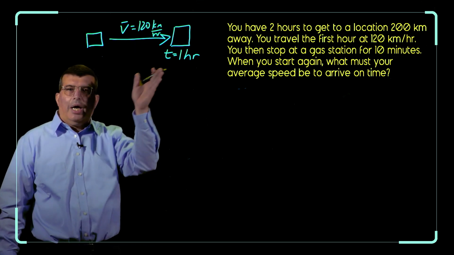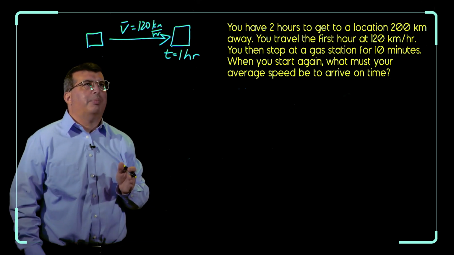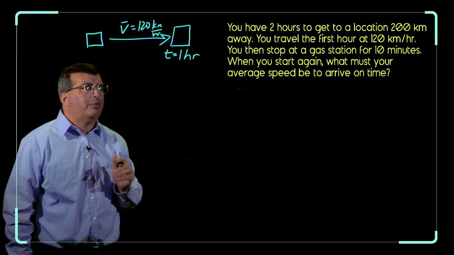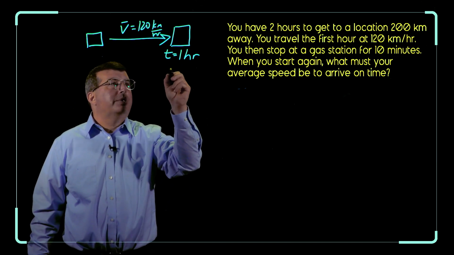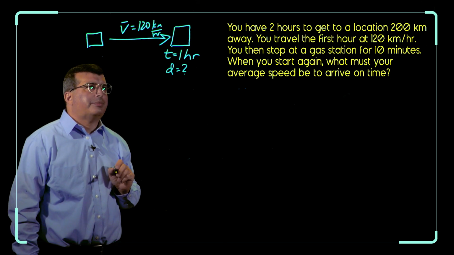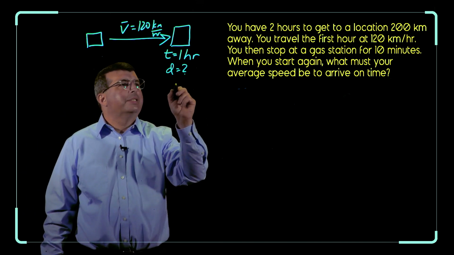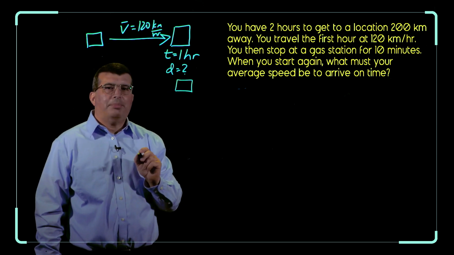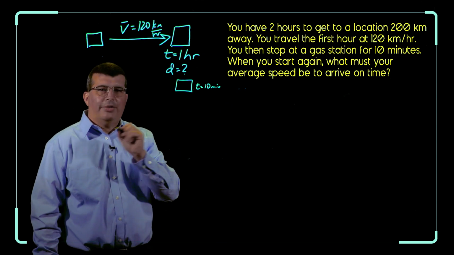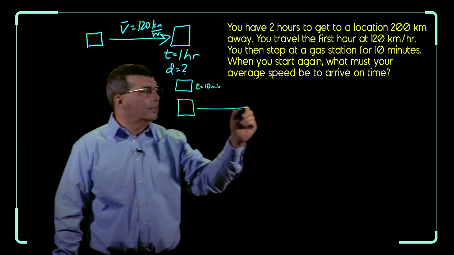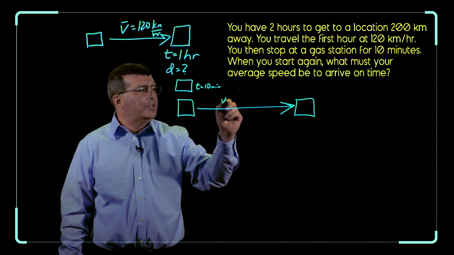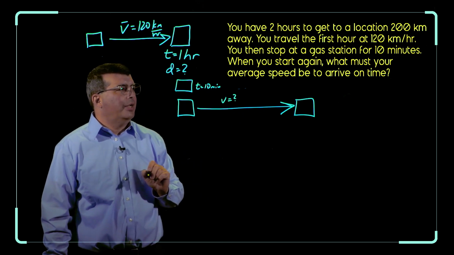Okay, so we know the time that you drove for the first leg of your trip. We know your average speed for the first leg of the trip. What we don't know is the distance that you traveled. So we don't know how far you got towards your destination. So your distance is your unknown. Okay, we'll come back to that. Then you're stopped for 10 minutes. And then you drive again. Okay. Your average speed is not known.